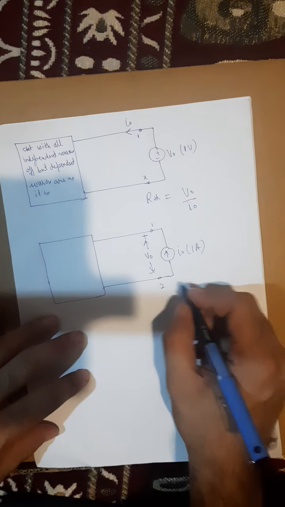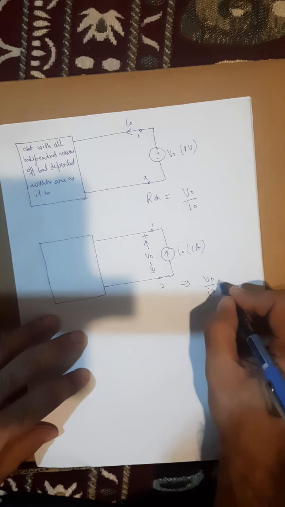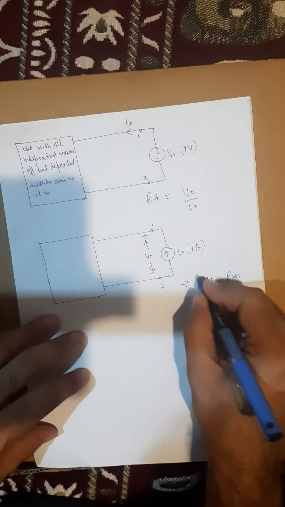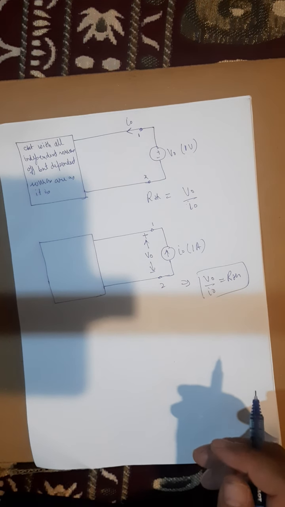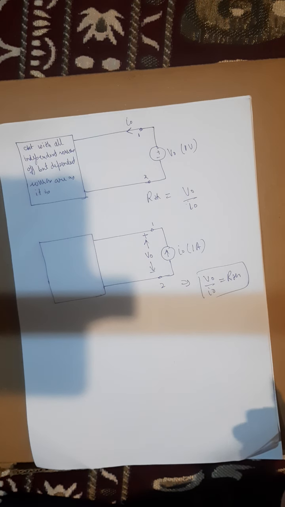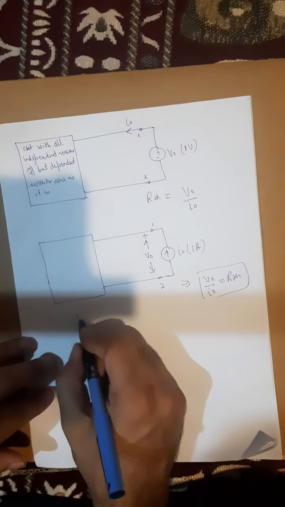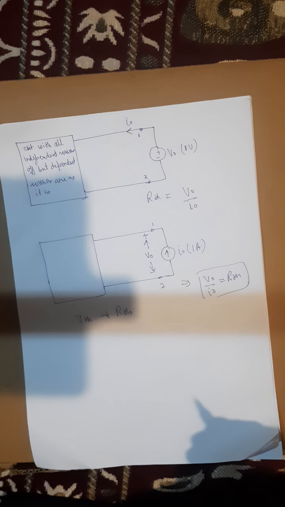Now the ratio, again I will take the ratio here. The ratio V0 by I0 will give me RTH. Here I0 is 1 and here V0 is 1. So this is how you will calculate RTH. So once you have calculated VTH and RTH, then it's time to draw the equivalent circuit, the Thevenin equivalent circuit.